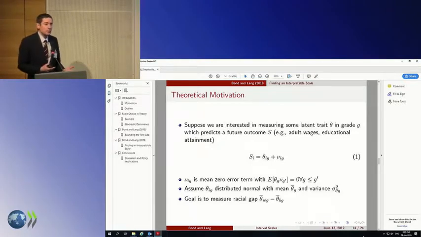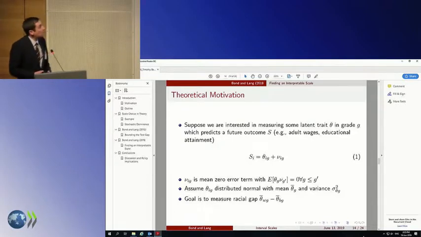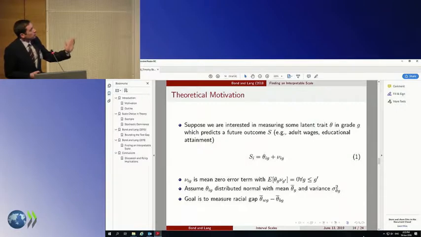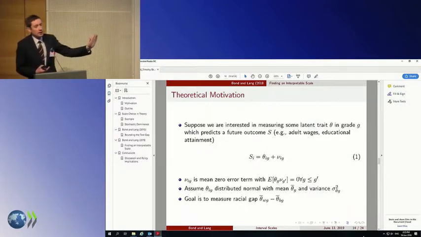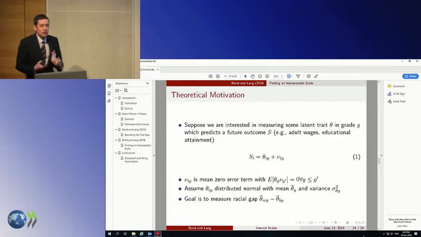In that case, everything I'm going to show you is just a linear approximation of the equations that are important. But the math works out really well when things are all linear. So our goal here is going to be trying to measure the racial gap in this latent trait theta, which is anchored to S, in terms of basically we're measuring the gap in some sort of latent skill that causes future schooling or future wages.